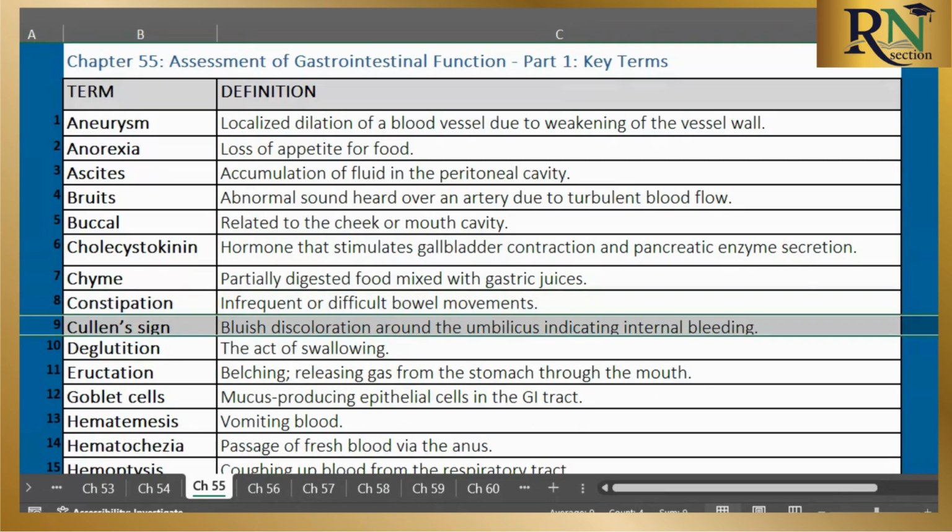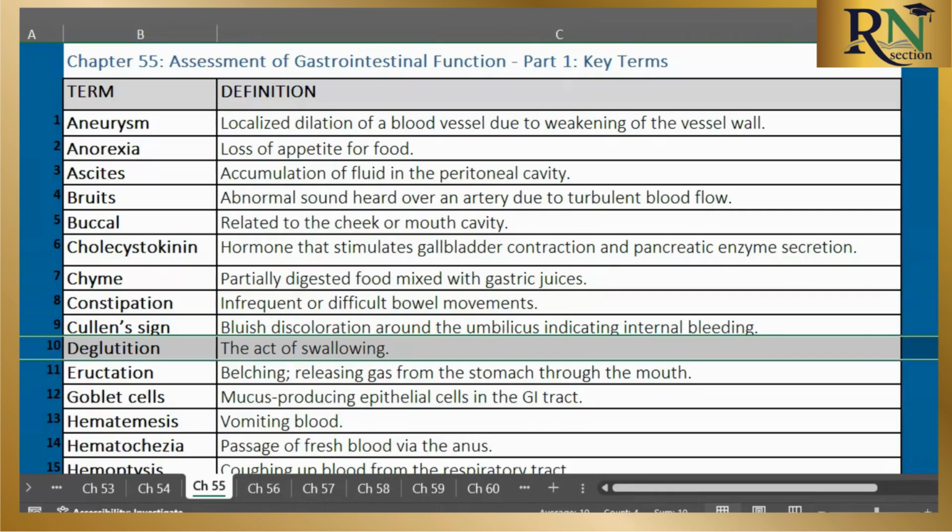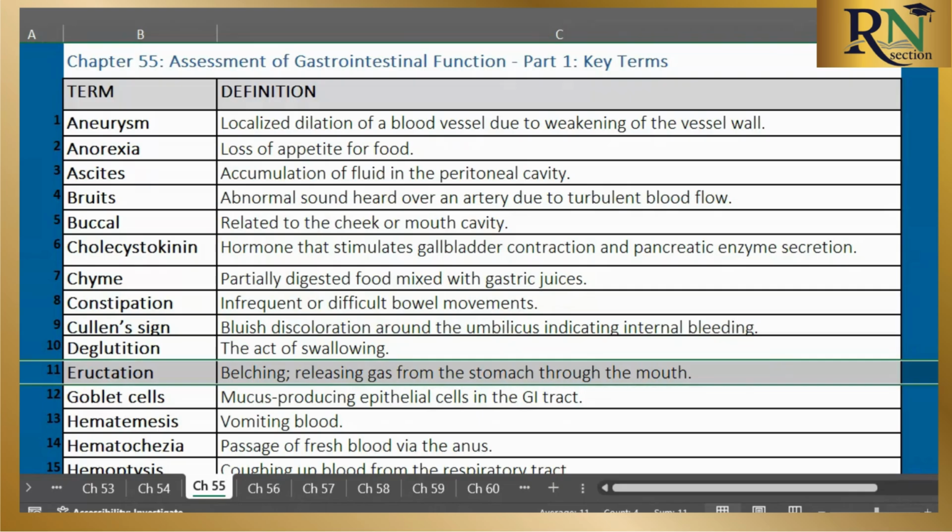Cullen's sign, I said earlier: bluish discoloration around the umbilicus indicating internal bleeding. It's the belly button bruise, looks like. Deglutition: the act of swallowing. So it's like glub. Eructation: the belching, releasing gas from the stomach through the mouth. It's the burp.